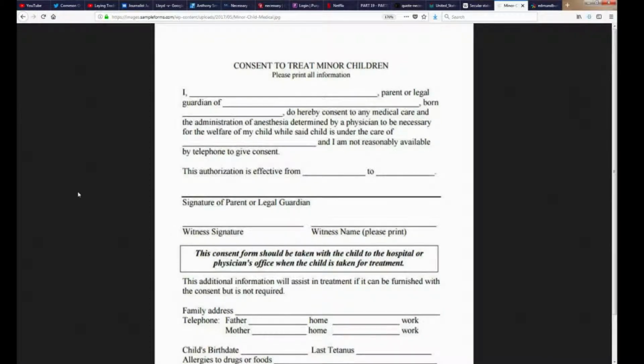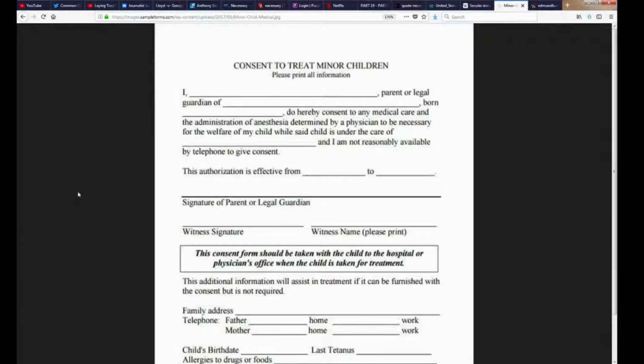Is that like painkillers? Excuse me, I'm not a doctor either. Determined by a physician, right? Okay, to be necessary for the welfare of my child, while said child, that's good, very nice terminology there, I like using the word said child, is under the care of such and such, and I'm not reasonably available by telephone to give consent. There we go.